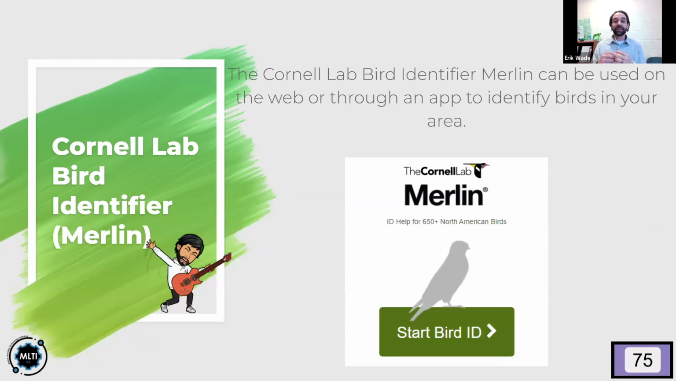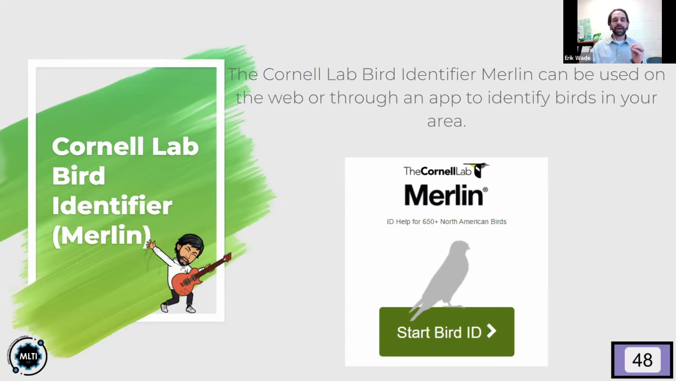Merlin is web-based. You can use it on the internet or on your phone. And it really is designed to identify birds. From the Cornell Lab of Ornithology, you can either use a picture that you have on your phone or take a picture and it will identify it and help you decide whether or not you're looking at a crow or a raven. And if you still don't know, one of the coolest parts about Merlin is that it has the ability to recognize birds by their bird calls.